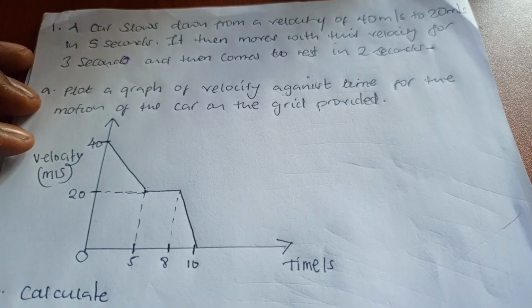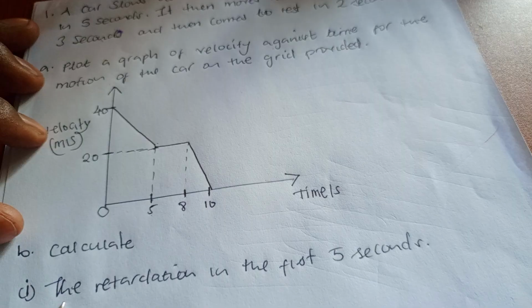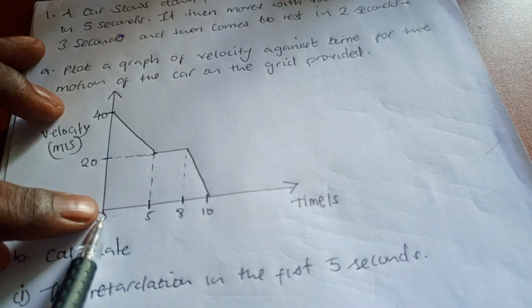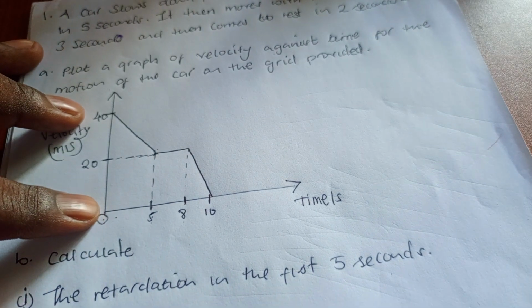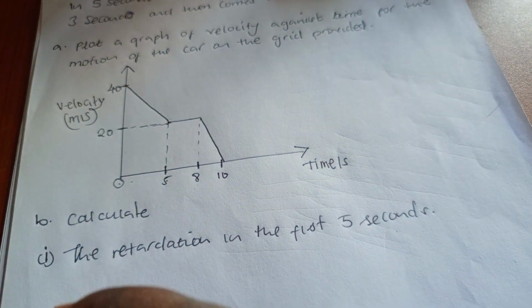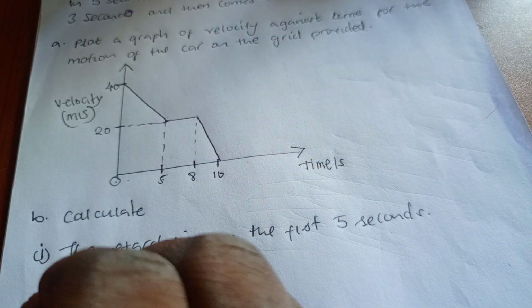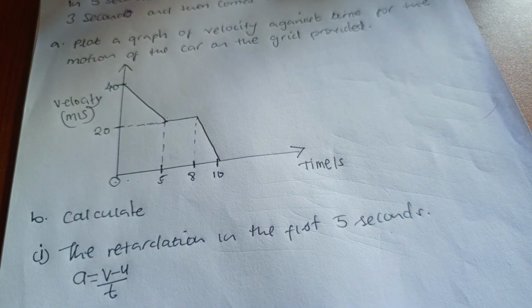Then I'll go to the next question, which is question B1. Calculate the retardation in the first 5 seconds. For the first 5 seconds, from 0 to 5 seconds, this line from here to here indicates retardation. I'll use the formula for acceleration, which is the same as negative acceleration, or retardation. Acceleration is equal to v minus u over t, where v is the final velocity, u is the initial velocity, and t is the time taken.